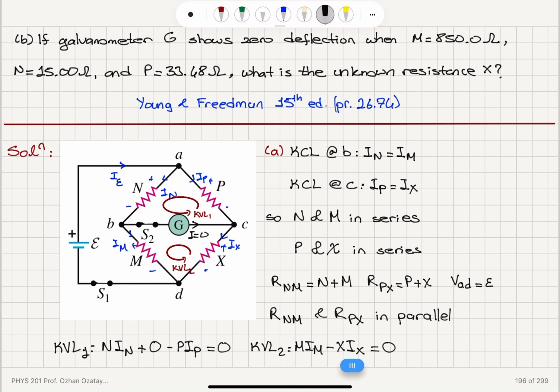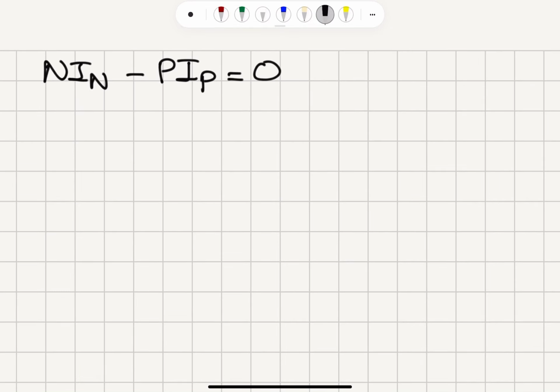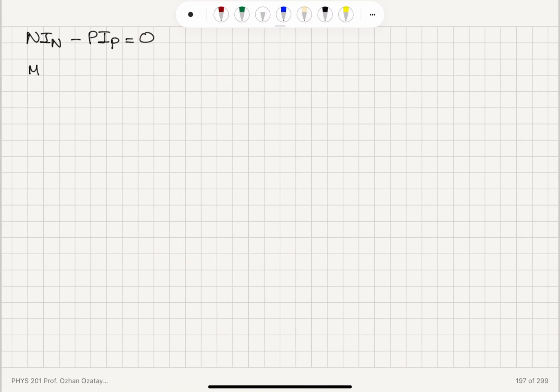Now, let's rewrite these two equations here. NIN minus PIP is equal to 0. And then I have MIM, but IM is equal to IN. So this is going to be MIN minus XIX, but IX is equal to IP. So XIP is equal to 0.